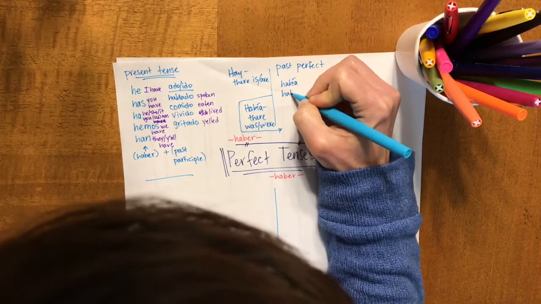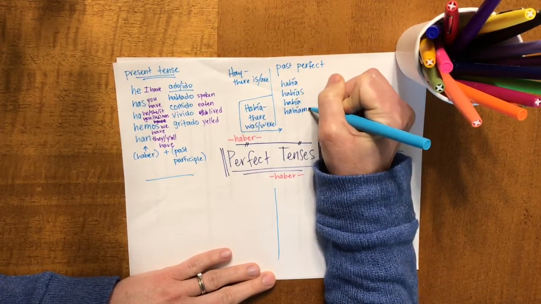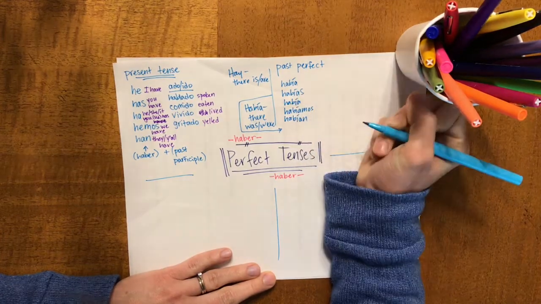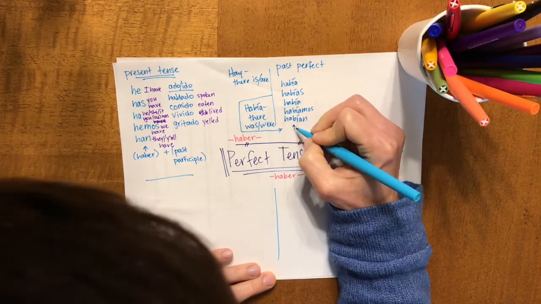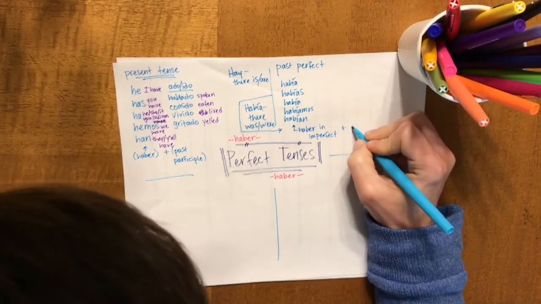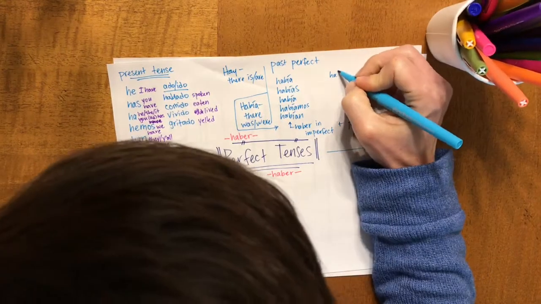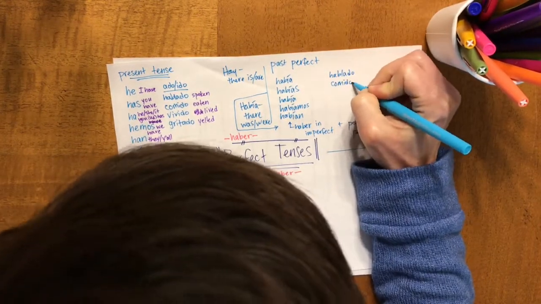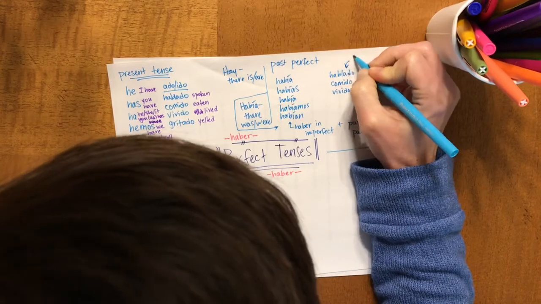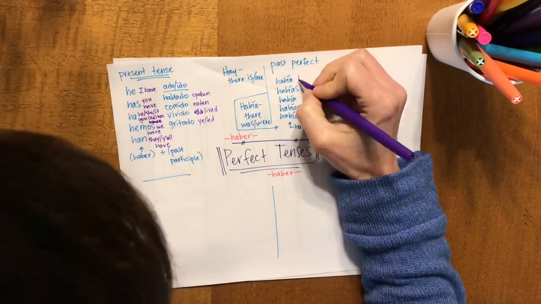We also have hay, which means there is or there are. Había means there was or there were. Había is the past form of hay. But when you conjugate haber as the past perfect tense, you come up with había, habías, había, habíamos, habían. This is haber conjugated for the imperfect tense, which is in the past. Then you also have to add your past participle again. These are exactly the same with the present and the past, as I said before.